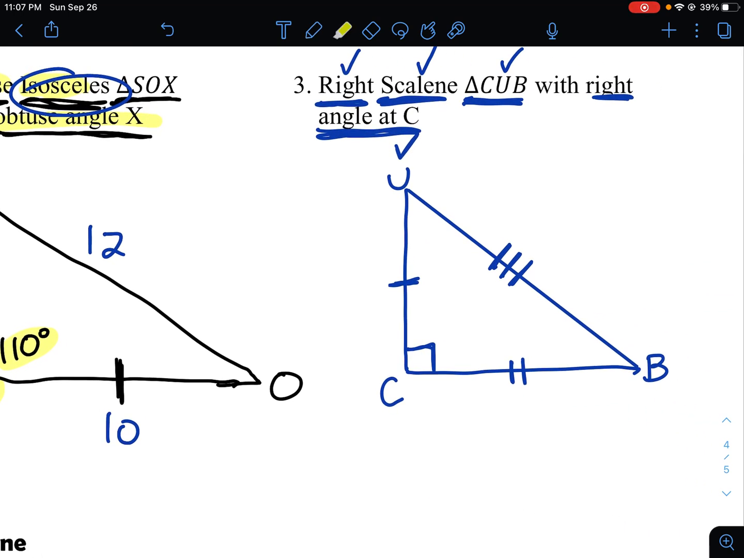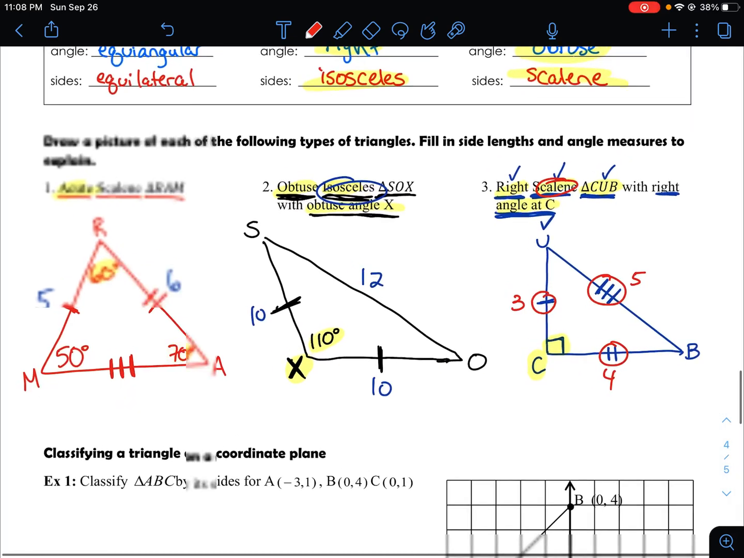And then lastly over here, we have ourselves a right scalene triangle, CUB, with the right angle at C. So sure enough, right here at C, we've got our 90-degree angle. And then because it says scalene, none of the sides can be the same. 1 tick mark, 2 tick marks, 3 tick marks. Again, you can say 3, 4, 5 if you want to. Okay, you could put numbers, you could put tick marks, as long as you're clearly showing that these 3 sides are not the same. None of them are the same as one another.